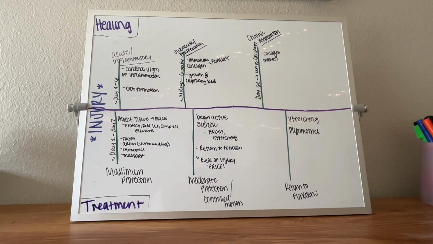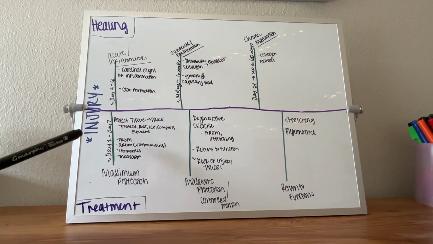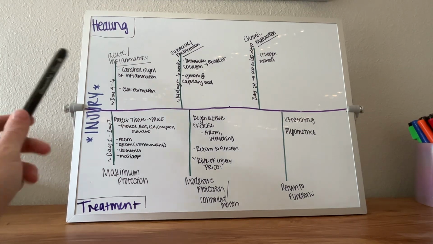Hi guys, today we're going to be talking about the stages of healing and rehab. So what you're looking at here is a timeline of what exactly is happening during the phases of healing and treatment. The first thing we're going to have is that injury. Whenever the injury happens, we're going to start with healing.